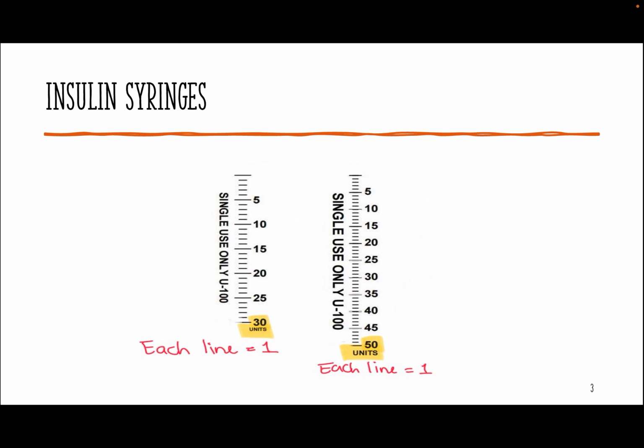So for example, on these each line is just 1. But on a 100-unit syringe, those lines could be 2. So you'd count by 2s for each one. For example, if you didn't know how to tell, let's say we start here at 5, and then I count each line from 5 to 10. So 5, 6, 7, 8, 9, 10. I end up at 10, which means each line is 1.